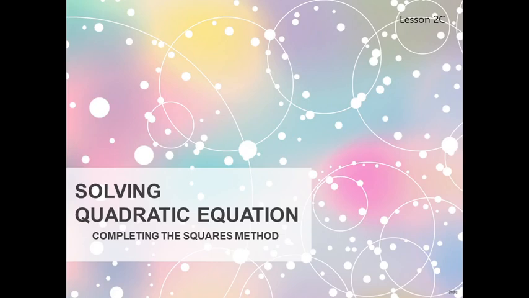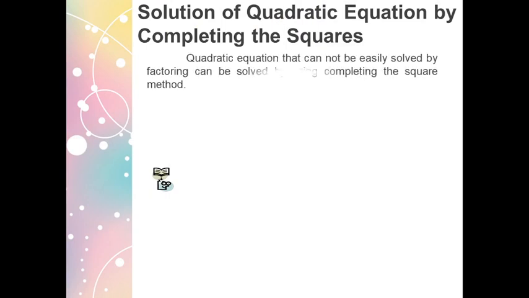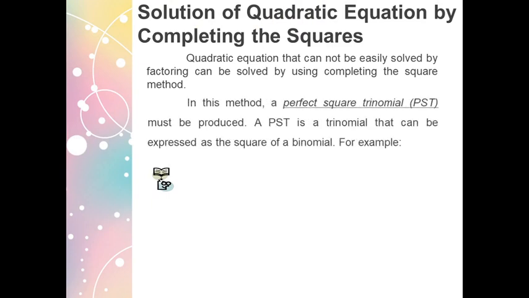Okay, good day. Now we are going to learn solving quadratic equation by using completing the square method. So quadratic equation that cannot be easily solved by factoring can be solved by using completing the square method. In this method, a perfect square trinomial or PST must be produced. A PST is a trinomial that can be expressed as a square of a binomial.